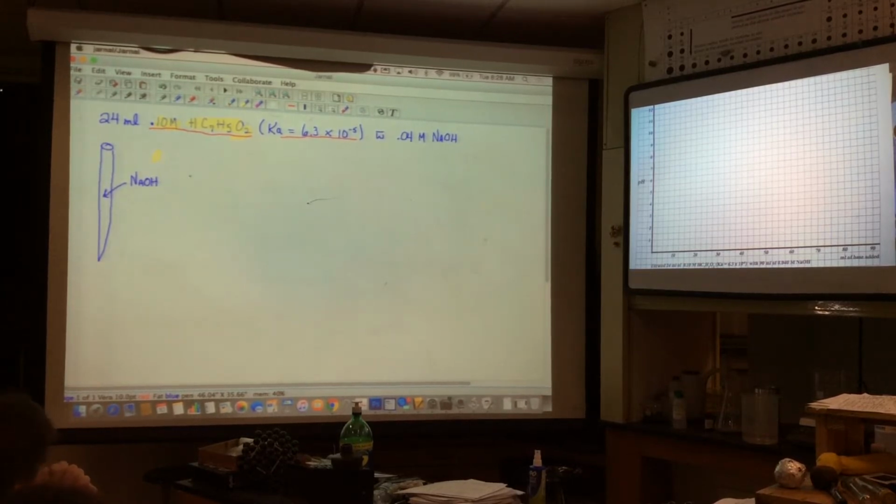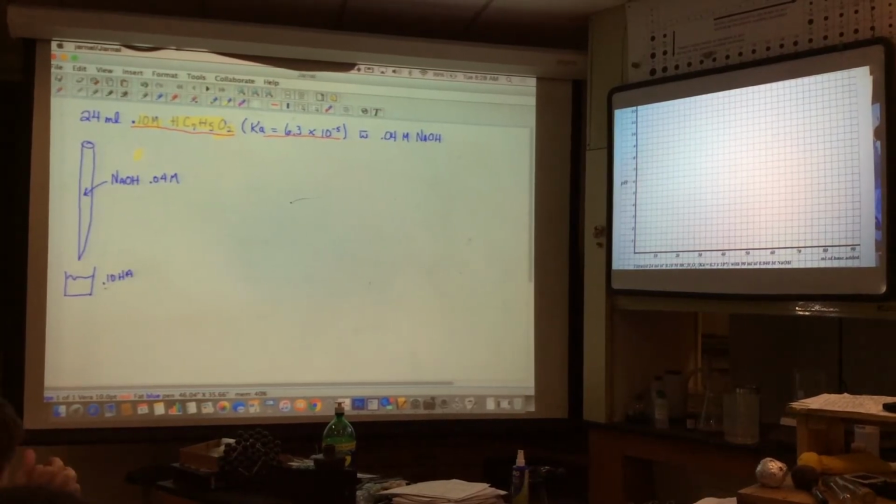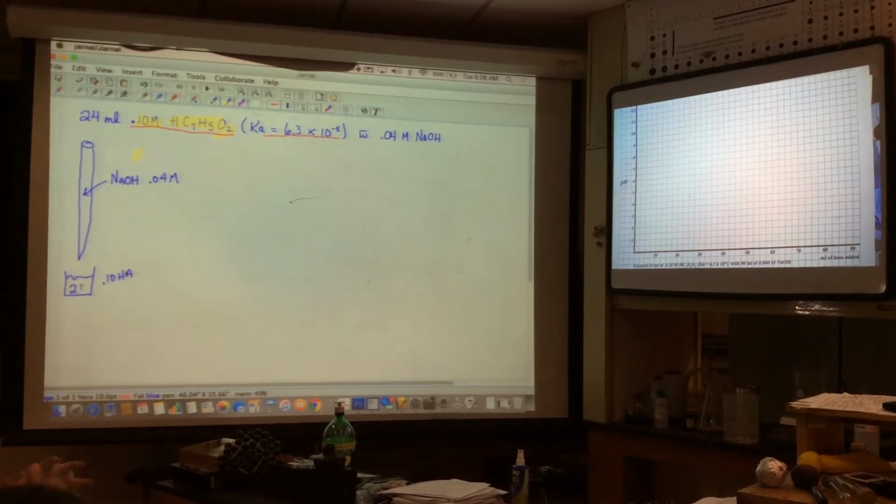So NaOH is going to be 0.04 molar, and it's really important to understand that we have our weak acid in here, and the weak acid is 0.10 molar. I'm just going to write HA to make things easy. And I have 24 milliliters. So clearly, I keep adding base until I reach equivalence. I want to find my equivalence point, so I'm starting with number 4.